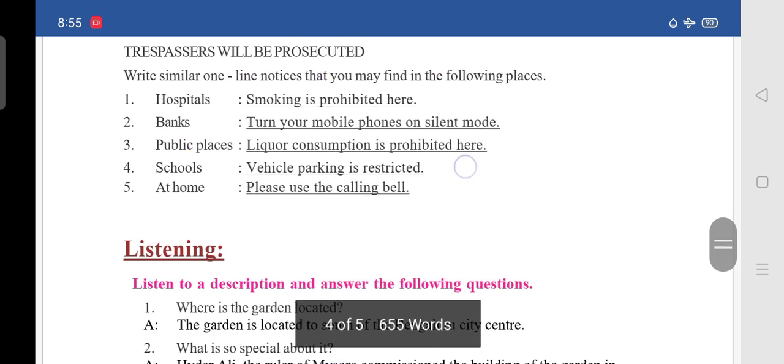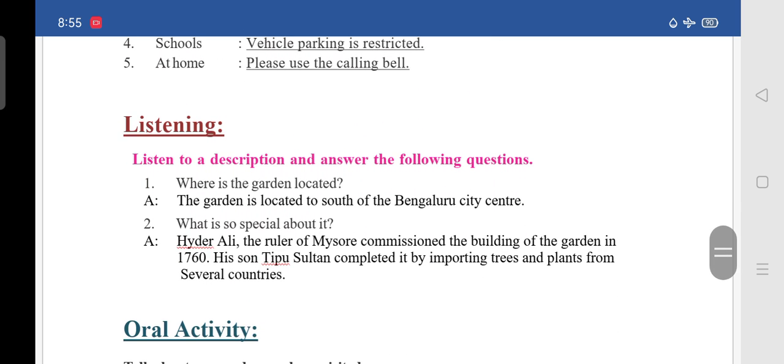So see the listening part. Listen to a description and answer the following questions. Students, I will read a description for you. You listen to it carefully and we have to answer the following questions from the description which I am going to read.